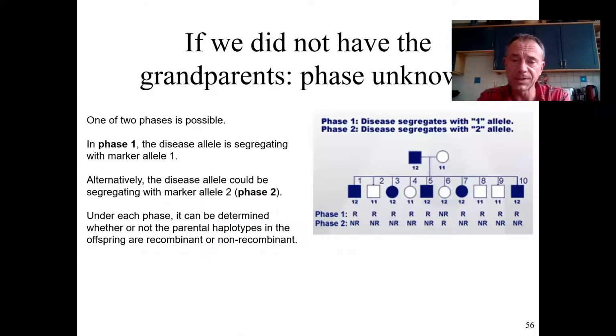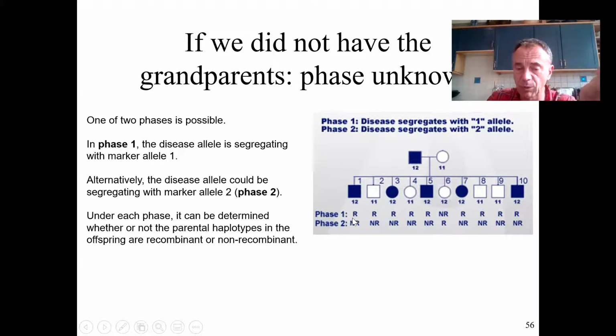Now, what happens if we didn't have the grandparents? Then we've got 2 possible situations going on. We're still seeing that this person's got the A and N alleles, because they got the disease, and the 1 and the 2. But what we don't know is what the phase is. We don't know if the A is going with a 1 and the N is going with a 2, or the A is going with a 2 and the N is going with a 1. And that means that when we count who's a recombinant, who's a non-recombinant, we can count it either way.